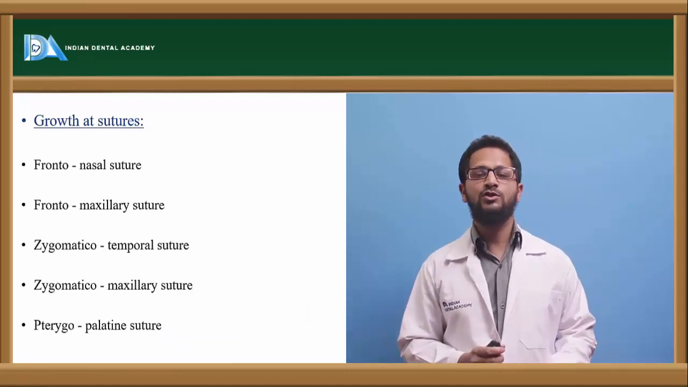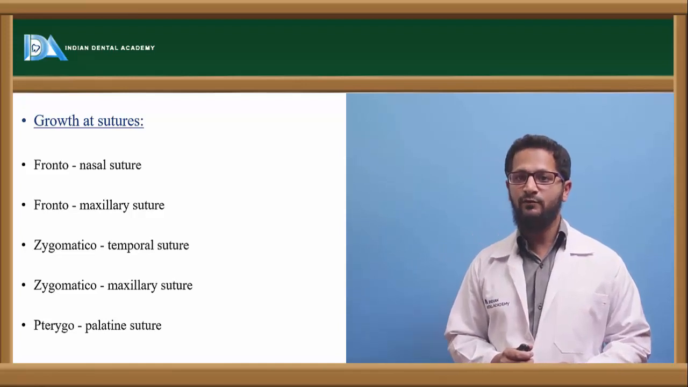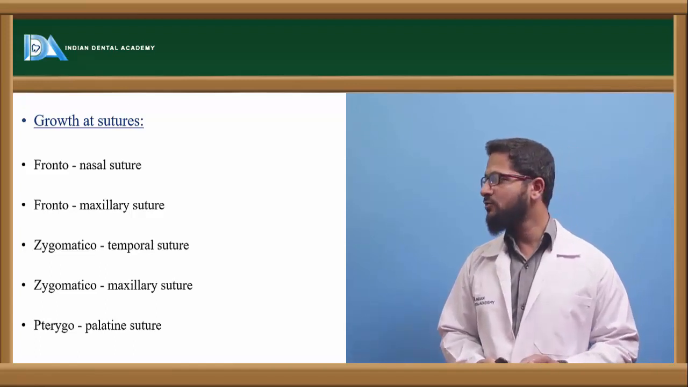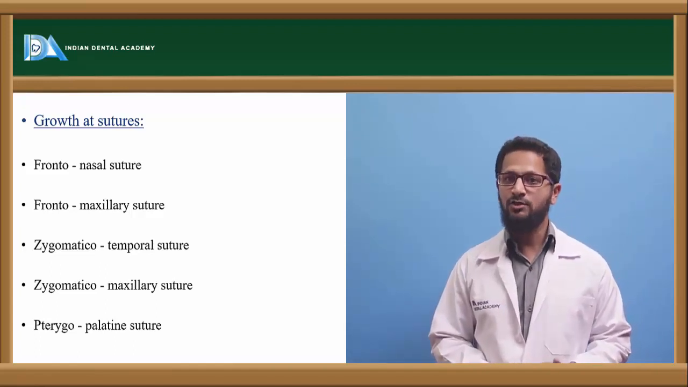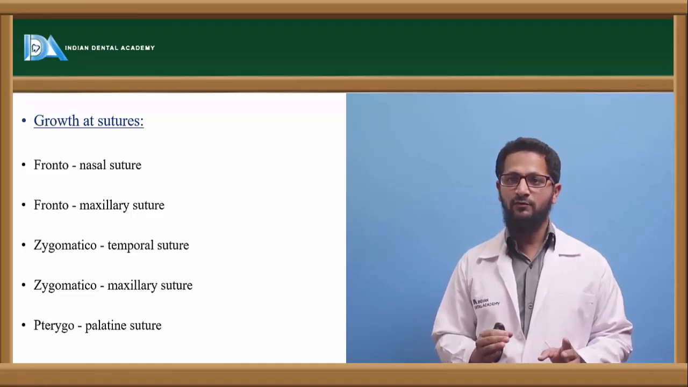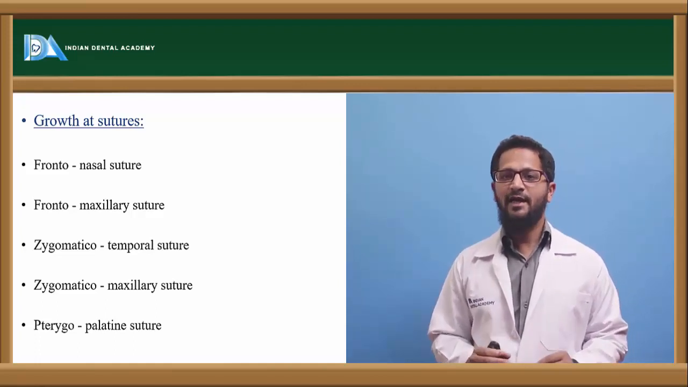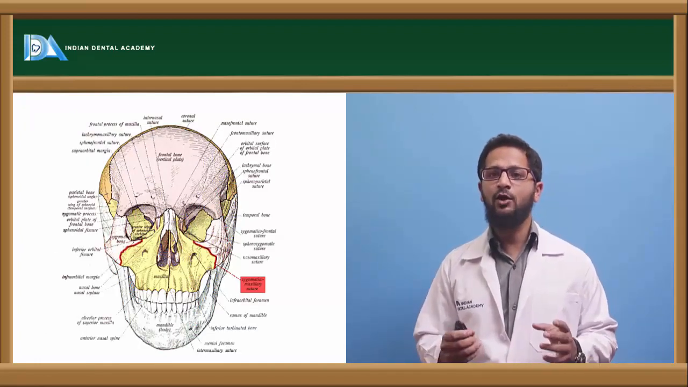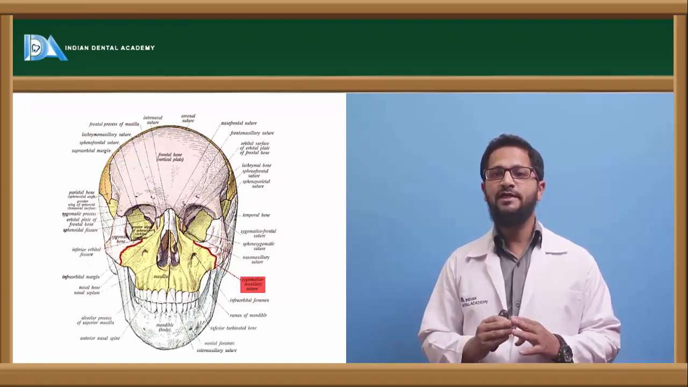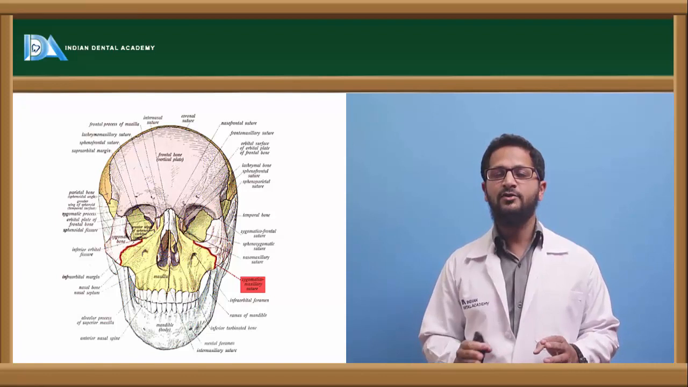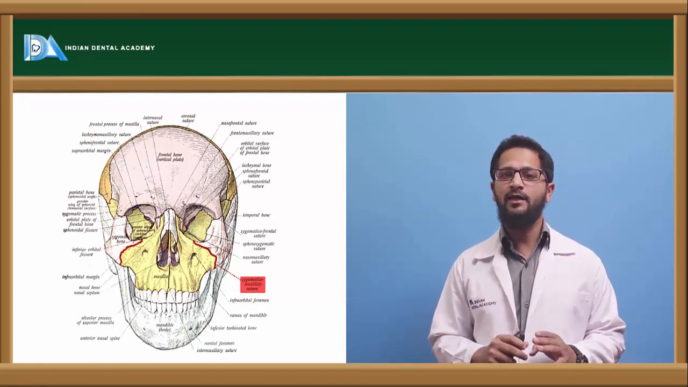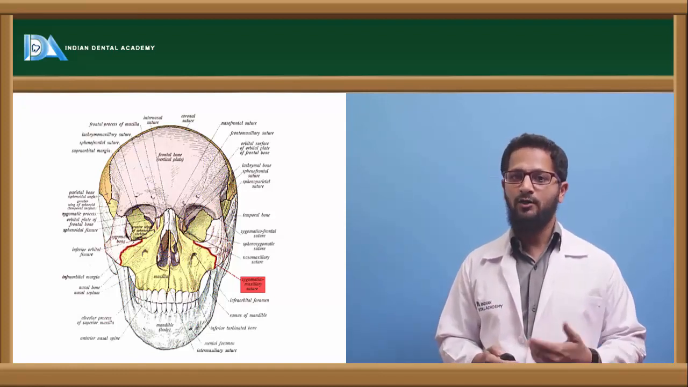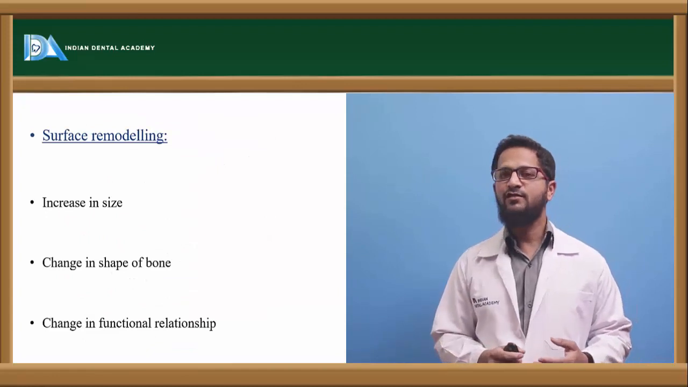Next, coming to growth at sutures. Nasomaxillary complex consists of a number of sutures. It can be frontonasal suture, frontomaxillary suture, zygomaticomaxillary suture, zygomaticotemporal suture, and pterygopalatine suture. Now these sutures connect various bones of the nasomaxillary complex with each other. What exactly happens is, as the growth of the soft tissue takes place, this carries the nasomaxillary complex in a downward and forward direction. Because of this, the sutures get opened up. As the sutures get opened up, there is deposition of new bone on either side of the sutures to maintain the continuity. In this way, the size, shape and position of the nasomaxillary complex is altered or changed.